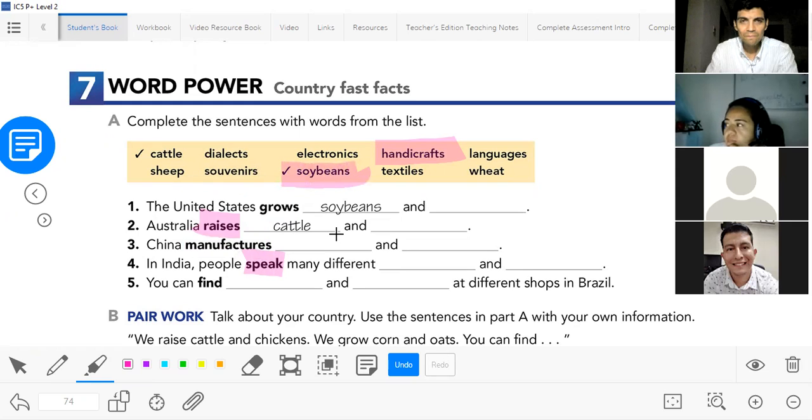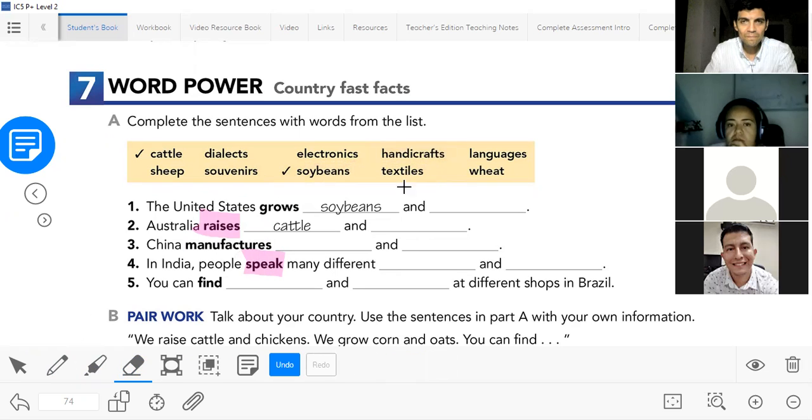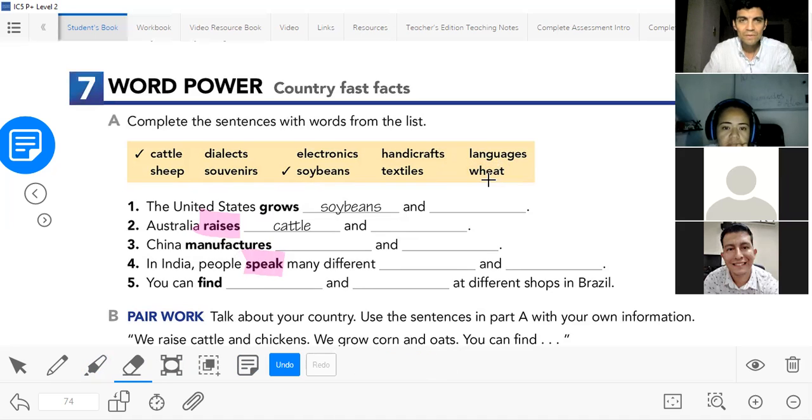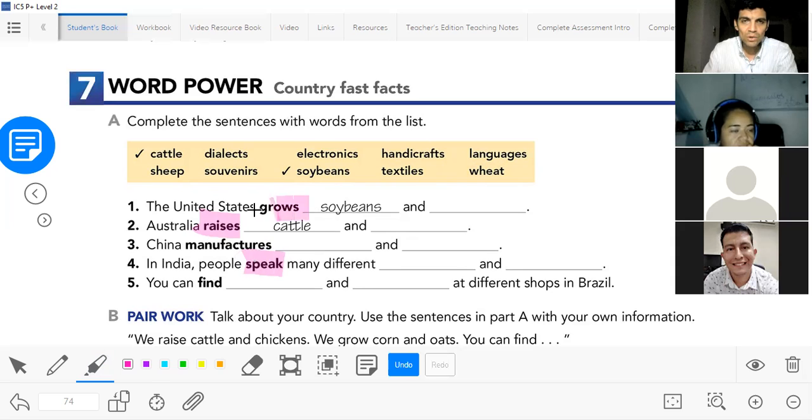Okay. Pablo, soybeans. De soya, o soya, algo así. Okay. And textiles, Pablo? Textiles. Very good. Violeta, wheat? Trigo. Excellent. Very good. All right. Remember that we use the verb grow when we have a crop. A crop. What is a crop, Violeta?